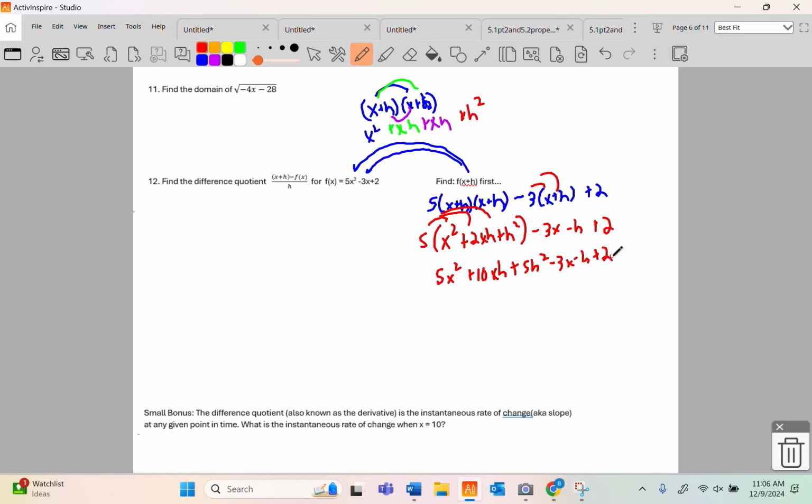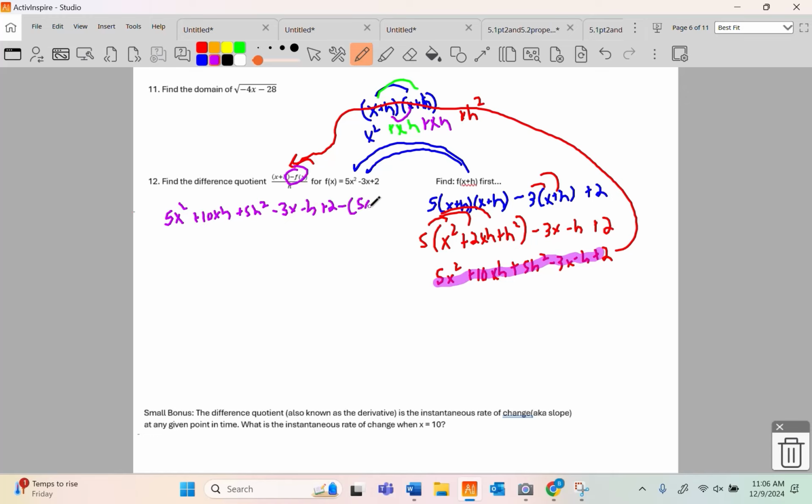And I know it's a lot of writing, but I have this piece now, and I'm going to take it and I'm going to put it right there, okay? I have 5x squared plus 10xh plus 5h squared minus 3x minus h plus 2. And see what it says next? It says now take away the original expression. And it's all sitting pretty over h. Notice I wrapped.